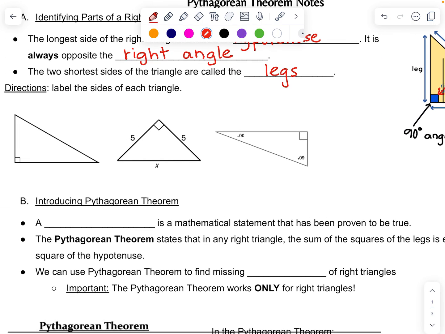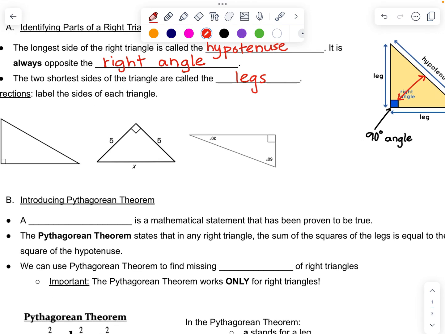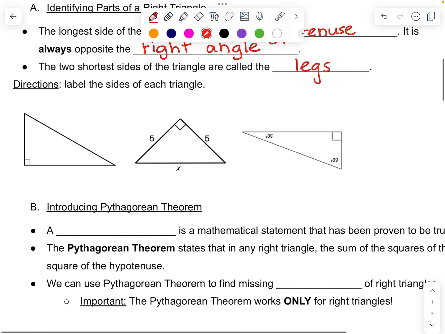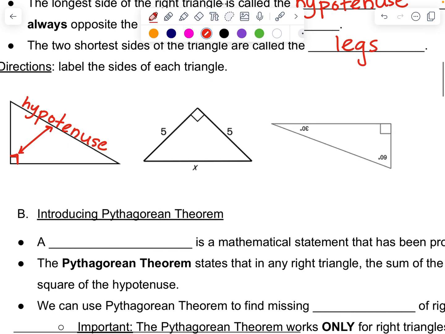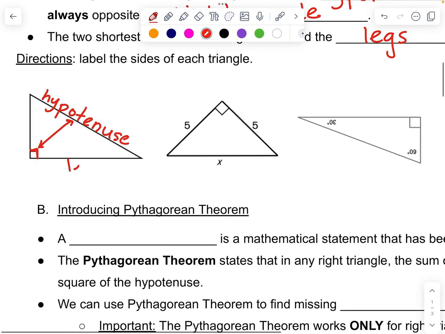Okay, so we're going to practice really quickly just labeling the sides of these triangles. So for example, we have our right angle right here. And so opposite from that is where we have our hypotenuse. And that would mean that the other two sides, both this side and this side, we will call those legs. Those are legs. Okay, easy enough. Let's do the next one.